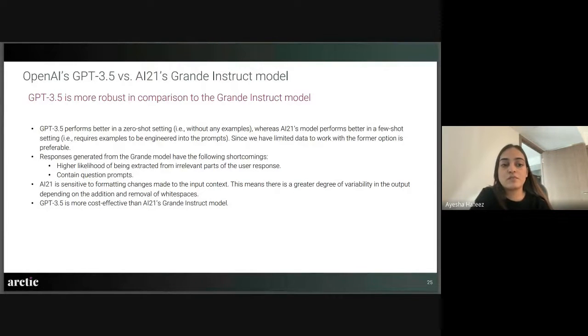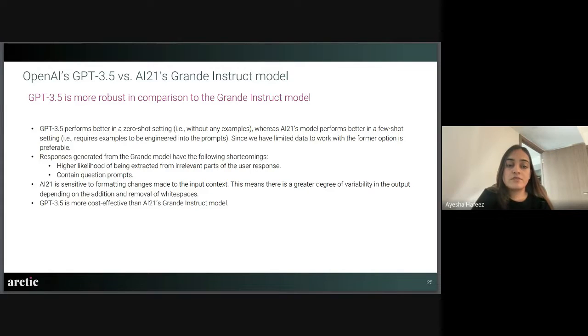So we specifically tested against GPT 3.5 and AI21's Grand Instruct model. We noticed that GPT 3.5 was more robust in comparison. It performed better in a zero-shot setting, whereas AI21's model performed better in a few-shot setting. It required a lot more examples to be engineered into the prompts. And since we had to work with limited data, the former option was more preferable.